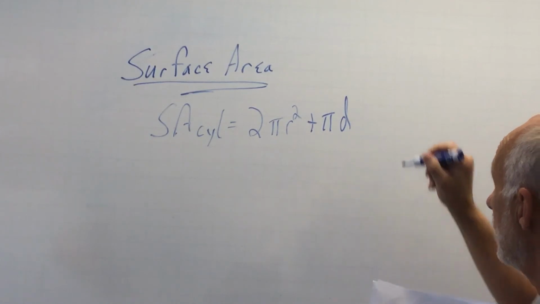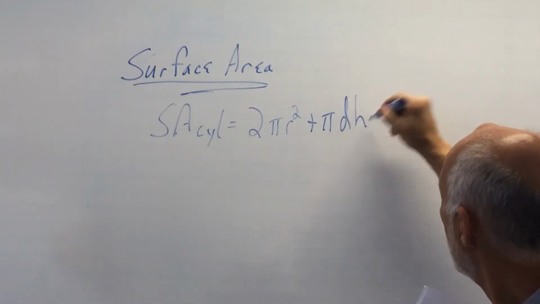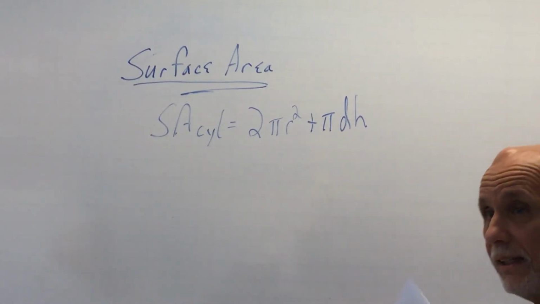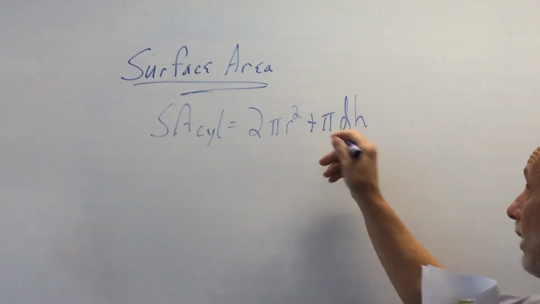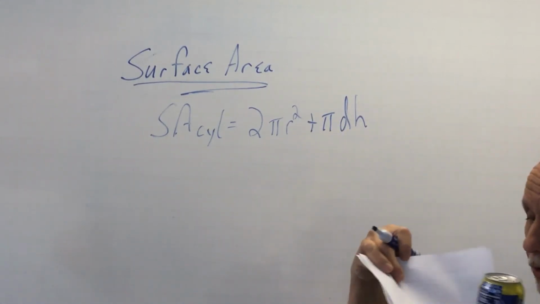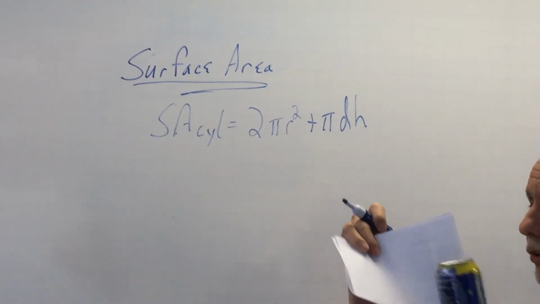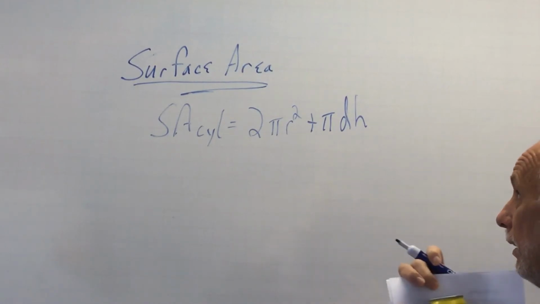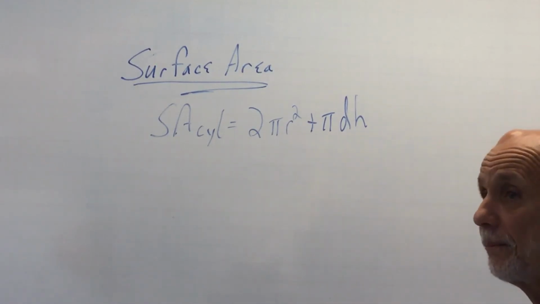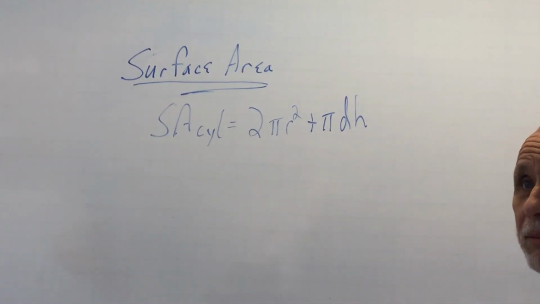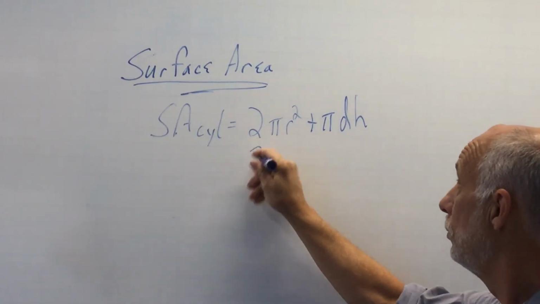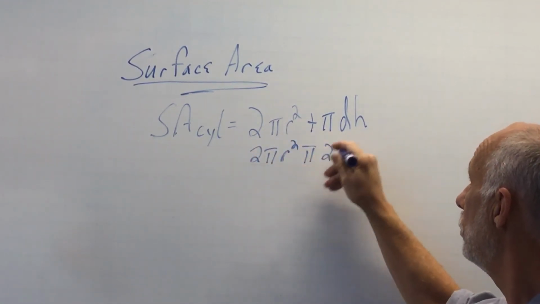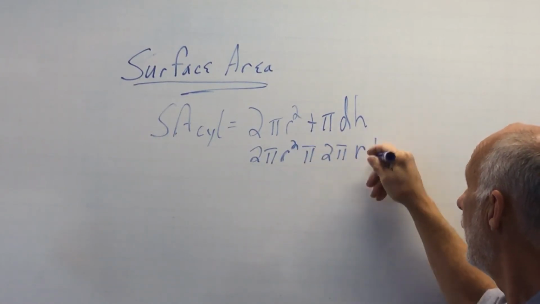Okay, so it's pi times diameter times height. Pi times diameter being the length, which is really around the outside of the circle, the circumference, and the width is really the height. So this is the formula. By the way, sometimes this formula is written 2 pi r squared plus 2 pi r h.